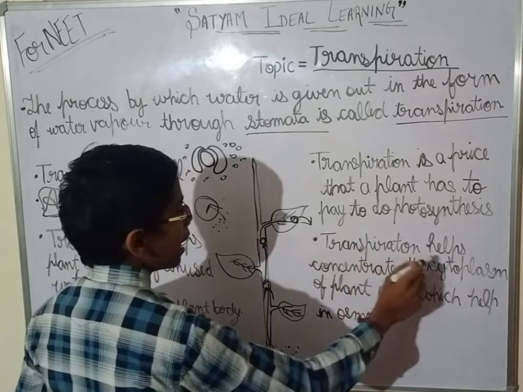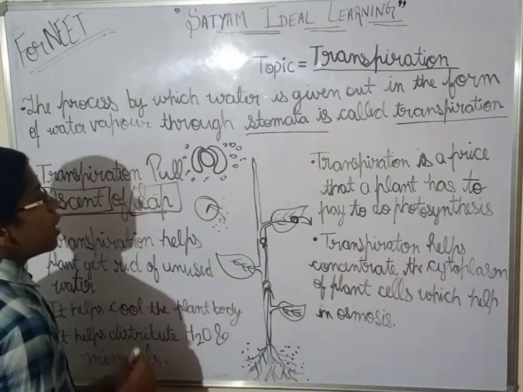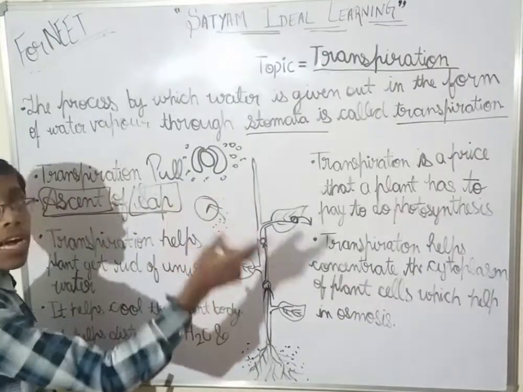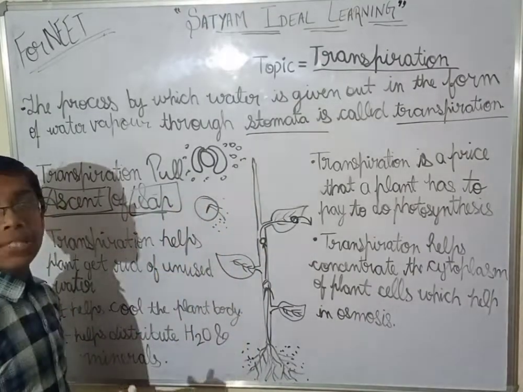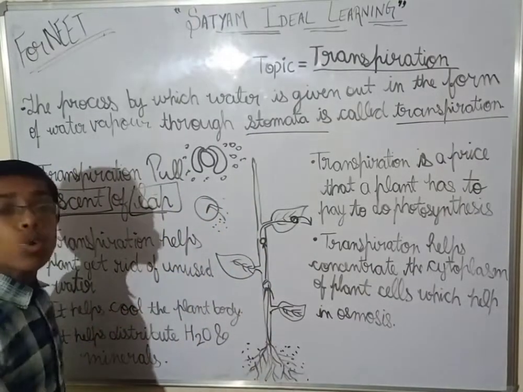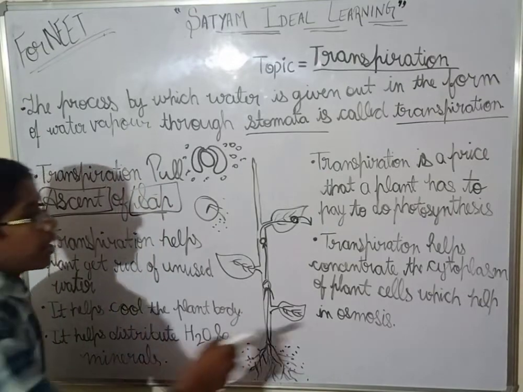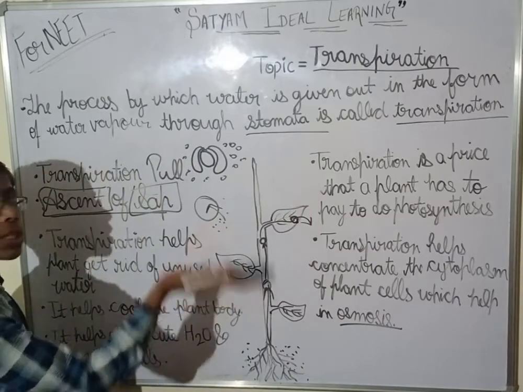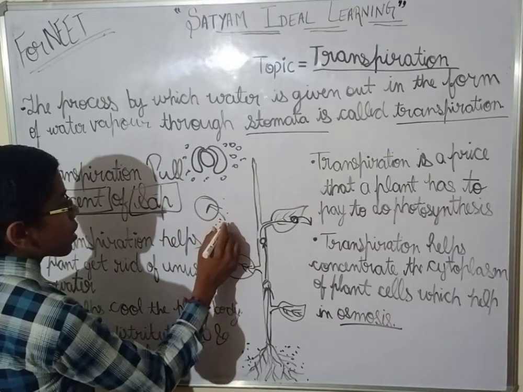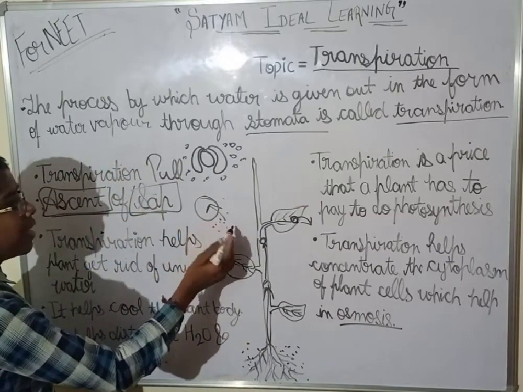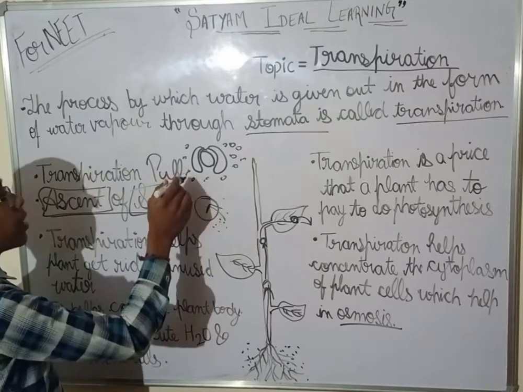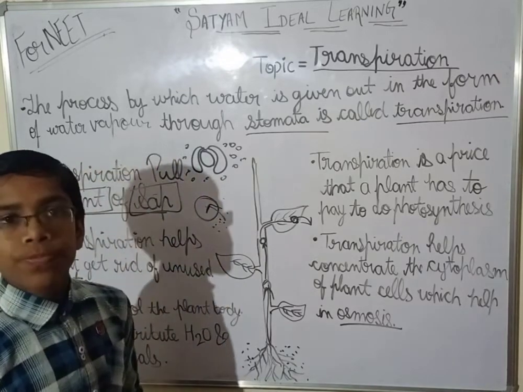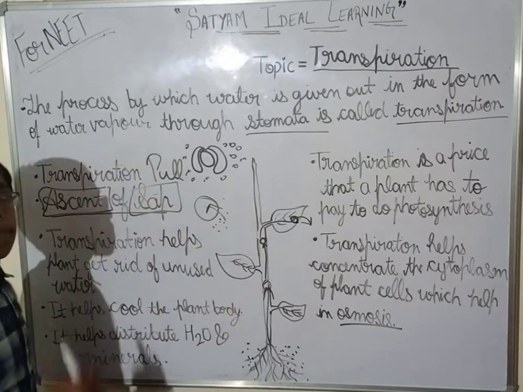So transpiration helps concentrate the cytoplasm. At the very first, when transpiration occurs, this cell cytoplasm has been concentrated. Now to cover up this concentration, the osmosis process will occur. So the water will go from the surrounding cell to this side and to other cells also. Okay, this is how it is going up.